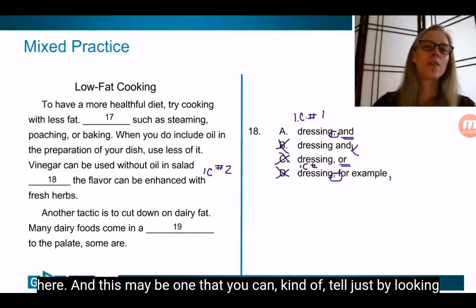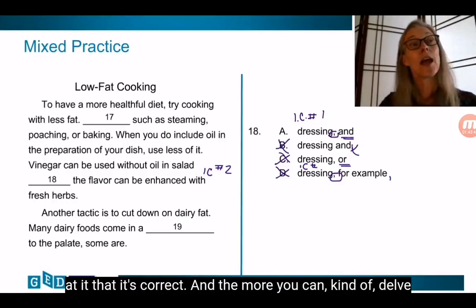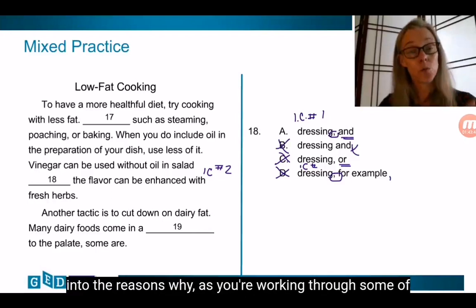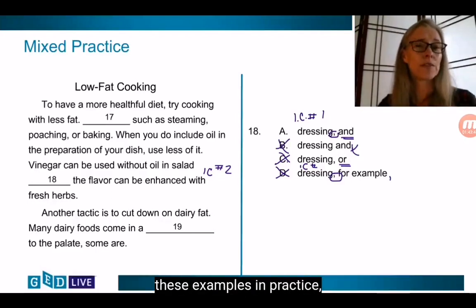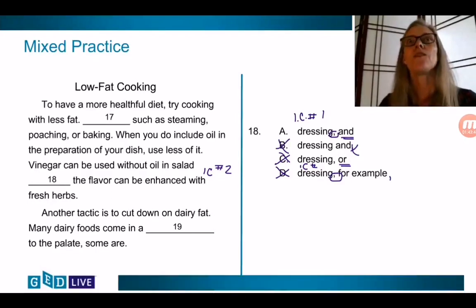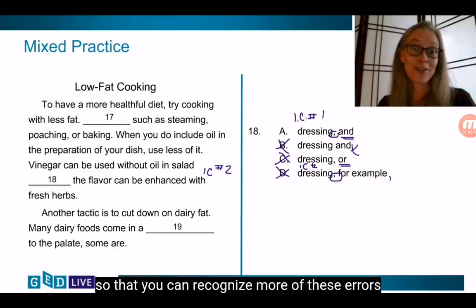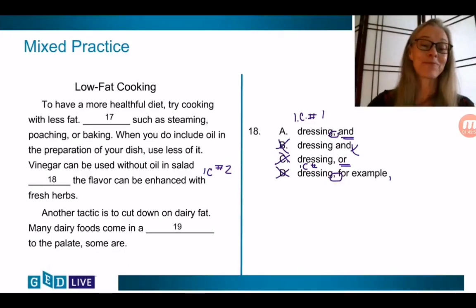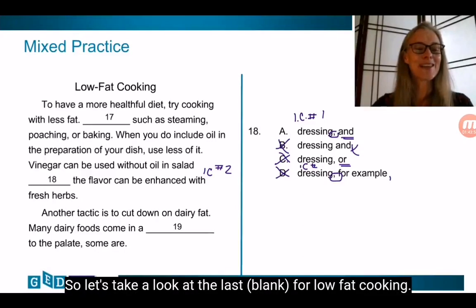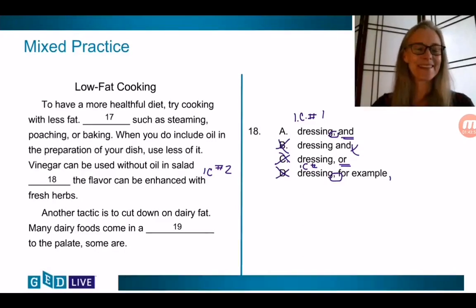And this may be one that you can tell just by looking at it that it's correct. And the more you can delve into the reasons why, as you're working through some of these examples in practice, the better honed your skills will be so that you can recognize more of these errors on test day. So let's take a look at the last blank for low-fat cooking.